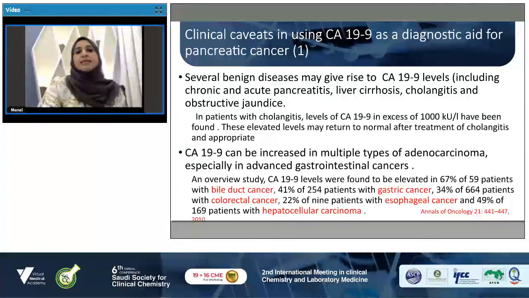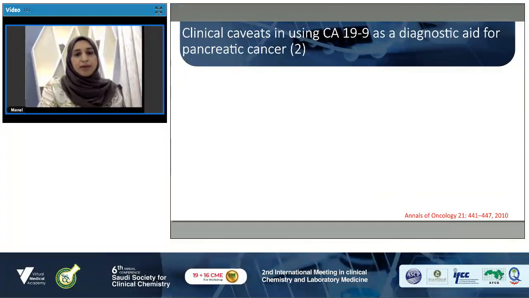The other thing is that CA19-9 can be increased in multiple types of adenocarcinoma, especially in advanced gastrointestinal cancer. In one of the overview studies, the CA19-9 was increased in bile duct cancer, gastric cancer, colorectal cancers, esophageal, and hepatobiliary cancer. So it's not specific to the pancreas.